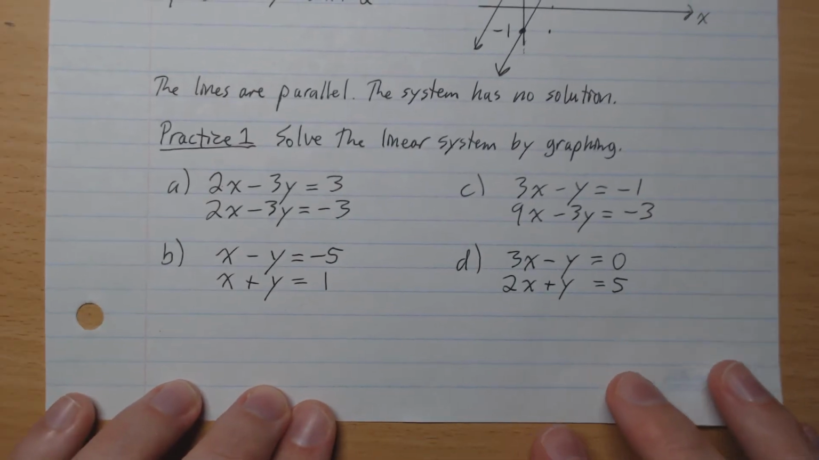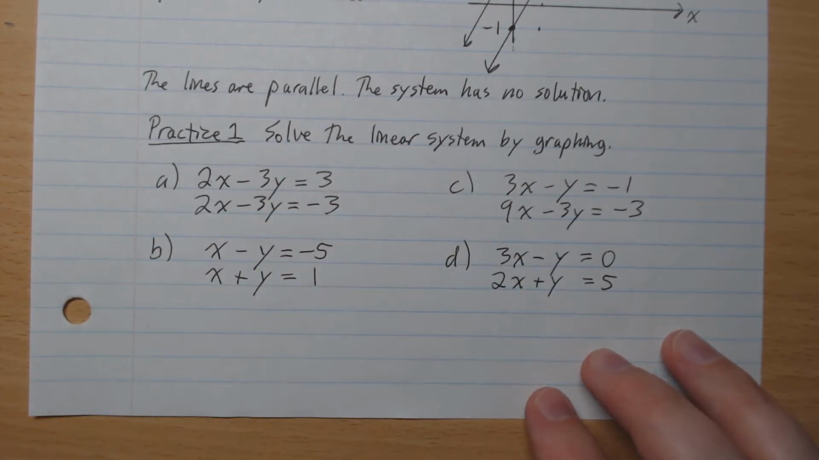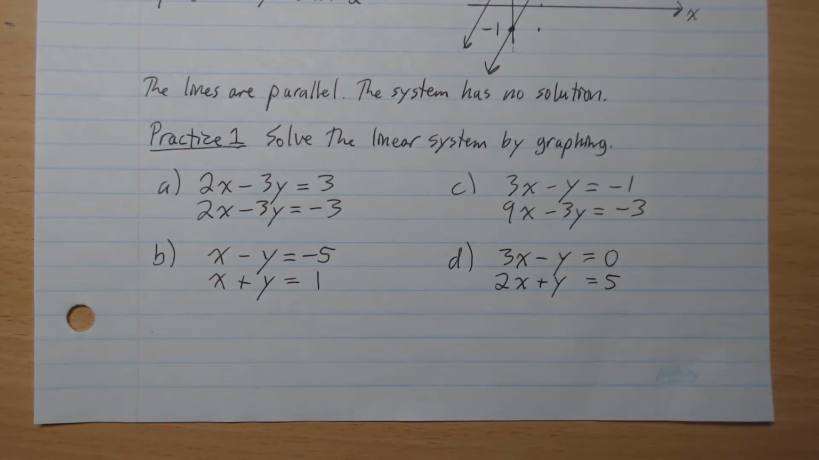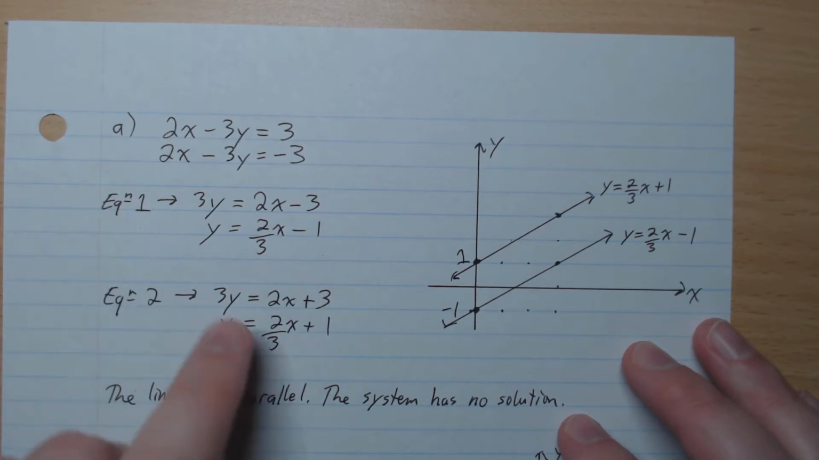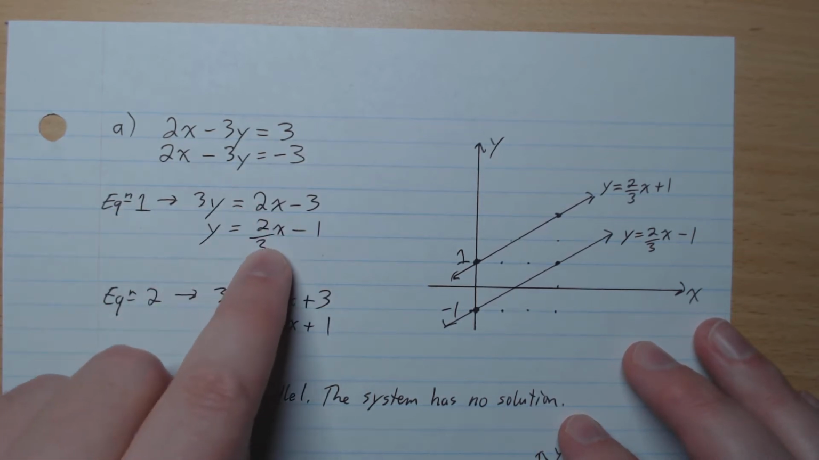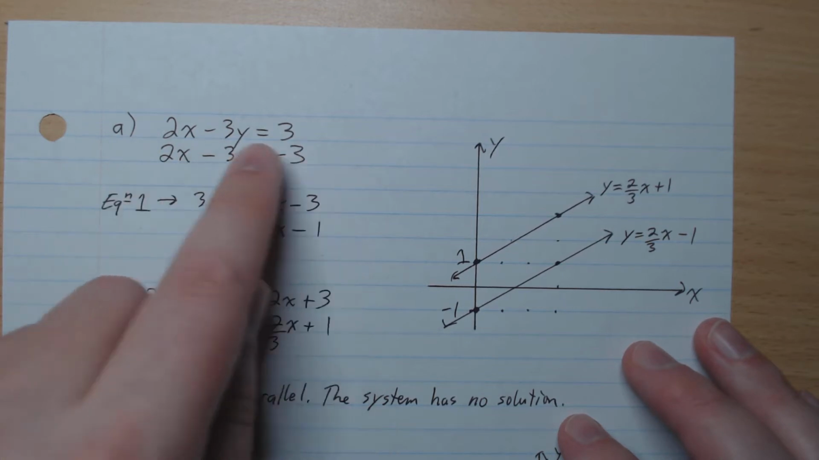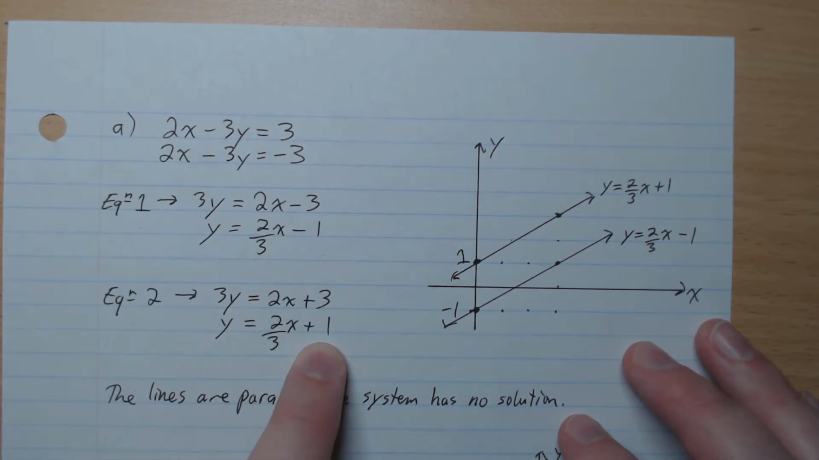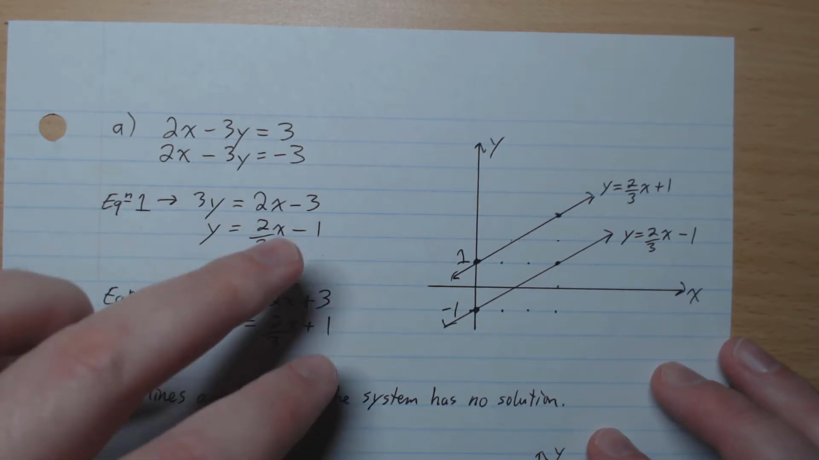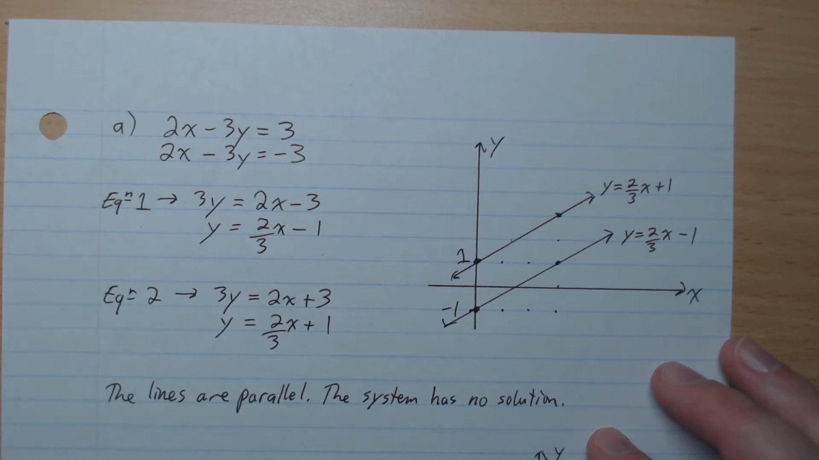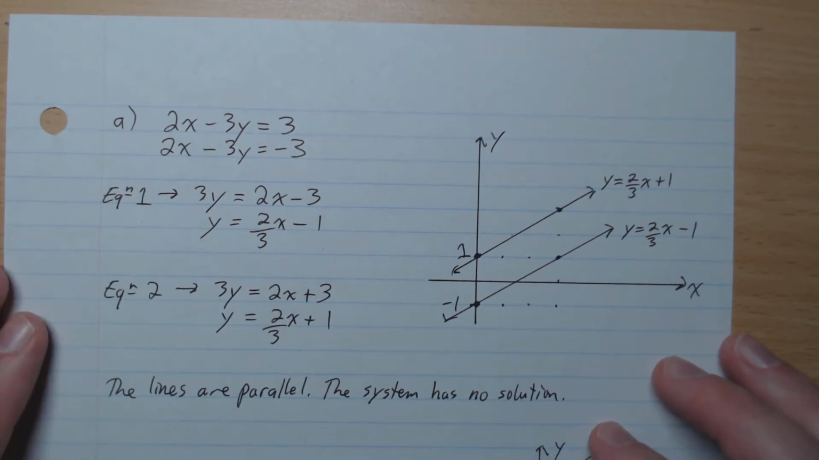Okay, practice number 1, solve the linear system by graphing. Go ahead and pause the video and answer that. Okay, we're back. So here's our system here. Equation 1 can be rewritten as y equals 2 over 3 x minus 1. Equation 2 can be rewritten as y equals 2 over 3 x plus 1. So we see that they are parallel, they have the same slope, and different y-intercepts, so they are not the same line. And so the system has no solution.